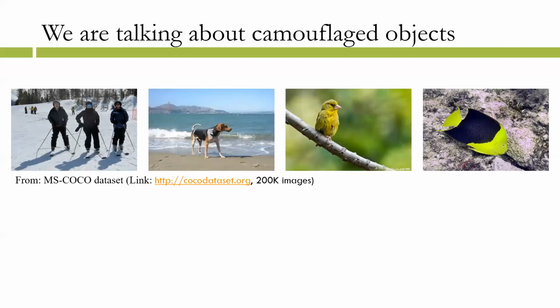We have four images right here, which I took from the MS COCO dataset. What do we have in the first image? We have three people, the main object. We have a dog in the second one, a bird in the third one, and a fish in the fourth image, right? They are all salient objects. We all agree, no problem.